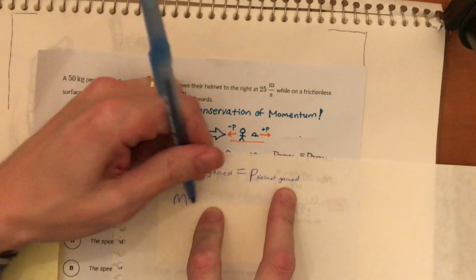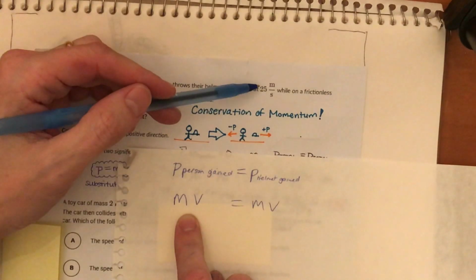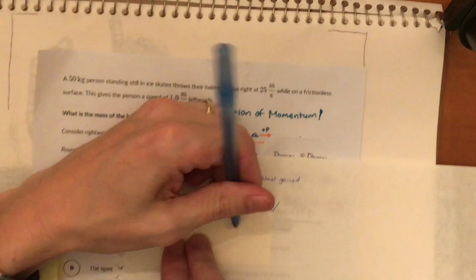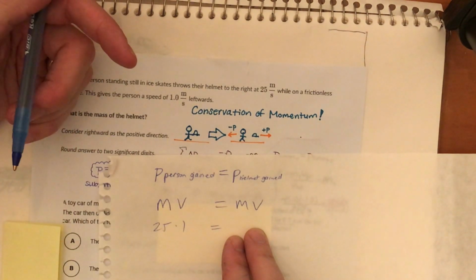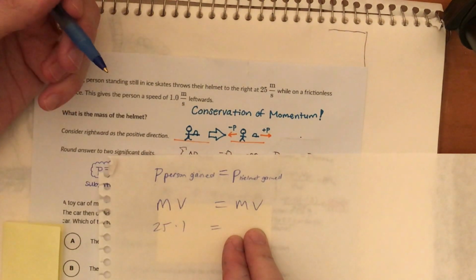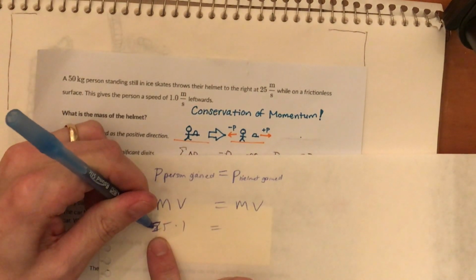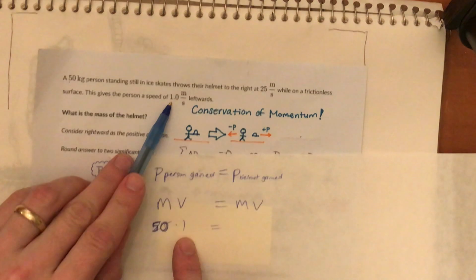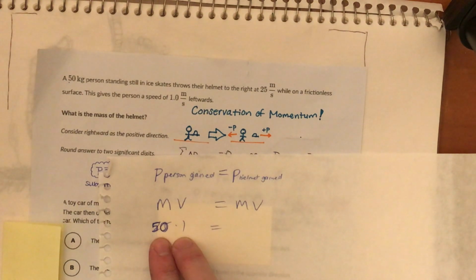So remember that momentum is mass times velocity. So if we know that the person, 25 times 1, has a total momentum of 25, then we know that the helmet must also have a total momentum of 25. So when we're told that... I'm recording this live, so I can't come back and edit this. The person's mass is 50, right? So 50 times their velocity of 1. So 50 units of momentum is actually what I meant to say.